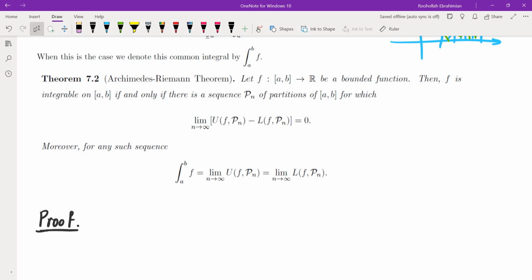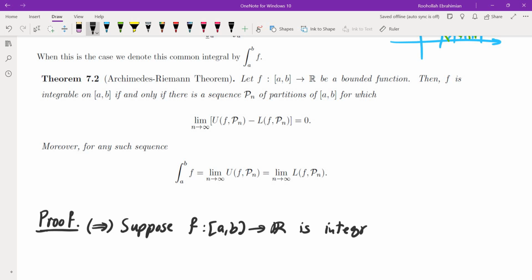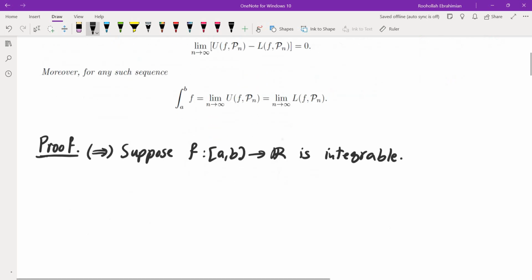Okay, so let's see how we can in fact prove this one. Let's just start with the first statement. The first statement tells us it's an if and only if statement. If f is integrable, then there's a sequence of partitions. So suppose f from [a, b] to R is integrable. What does it mean for it to be integrable? By definition, upper integral and lower integral are the same.